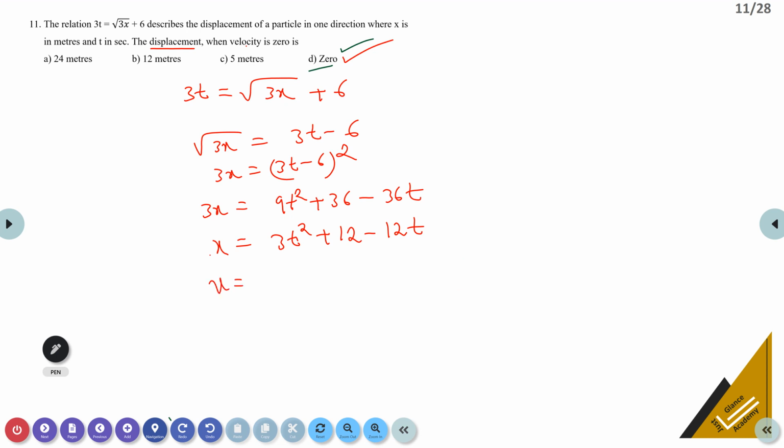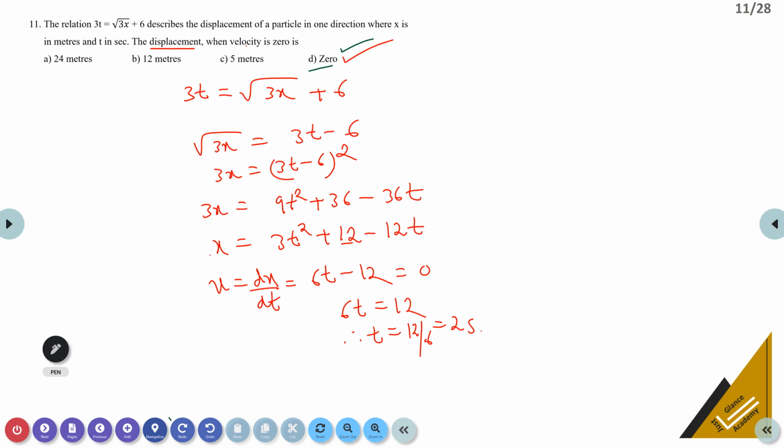Okay. Velocity equals dx by dt equals 6t, of course, this is 0, minus 12. When velocity is 0, that is equal to 0. Again, 6t equals 12. Therefore, t equals 12 by 6 equals 2 seconds. This is the equation.